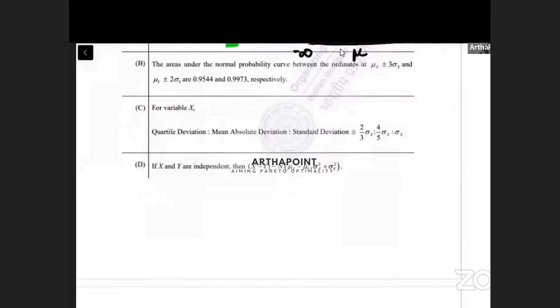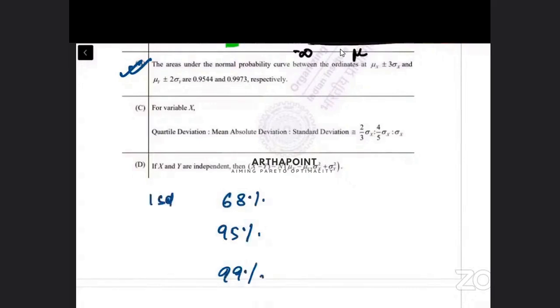Now it is asking about, this is something I have taught you, theory बहुत important है, this theory we have done in class. It asks about the area under the normal probability curve. And we know that we have 68%, 95% and 99% based on 1 standard deviation, 2 standard deviation and 3 standard deviation. This is how much area we cover.